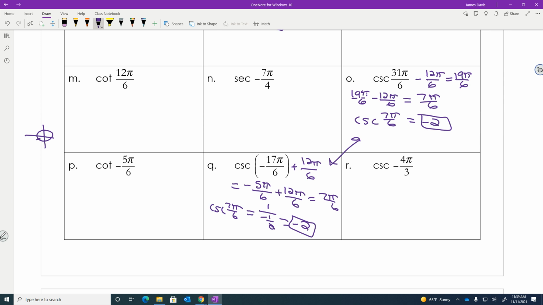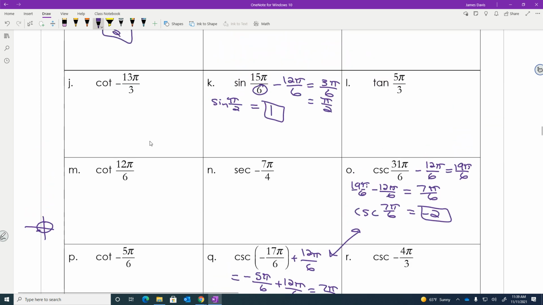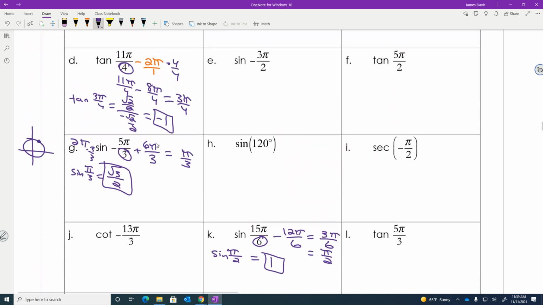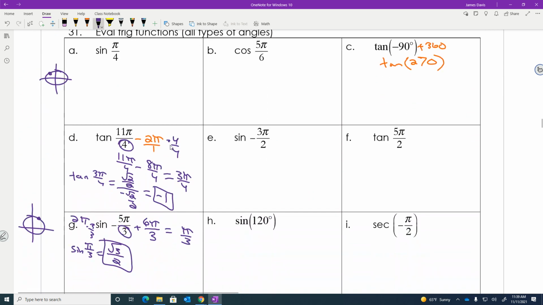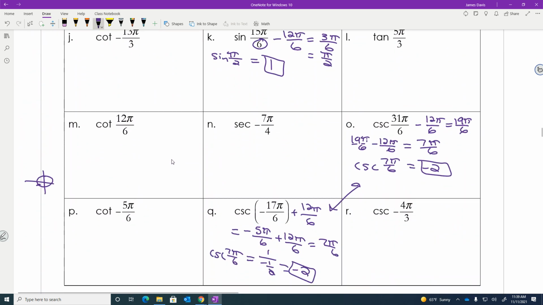Alright. So you guys got the rest of the period to work on that. Ask me if you need some help with any of those. And this is homework if you don't get it finished. Use your unit circle. Ask me, ask a friend. Need some help.